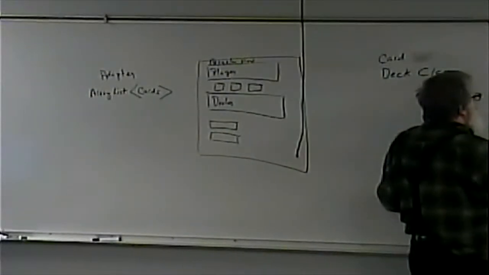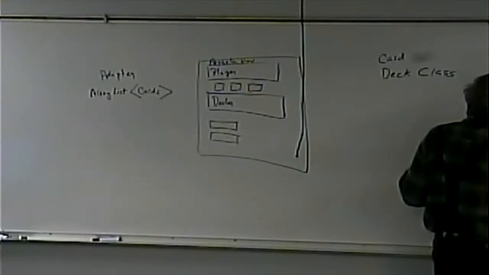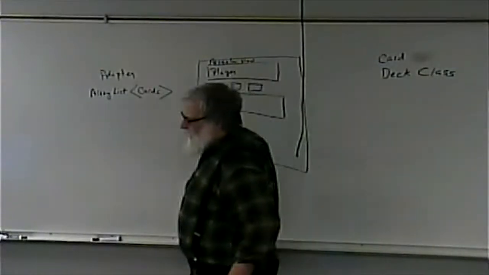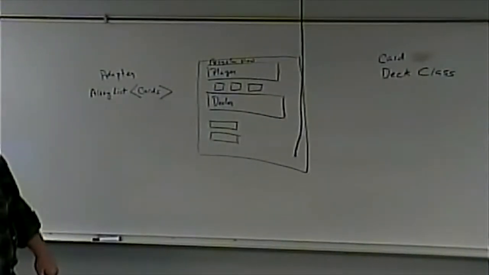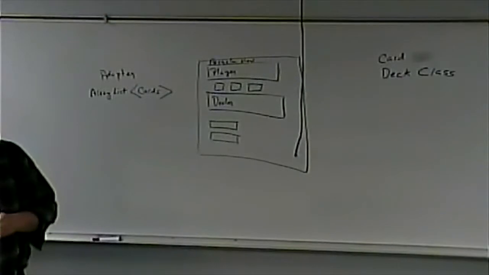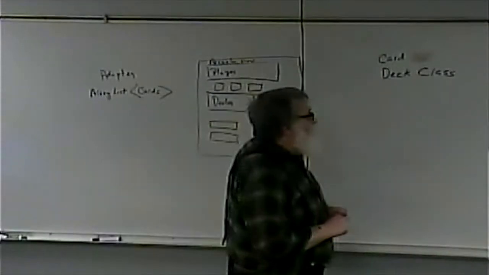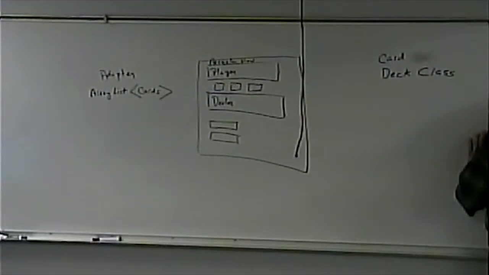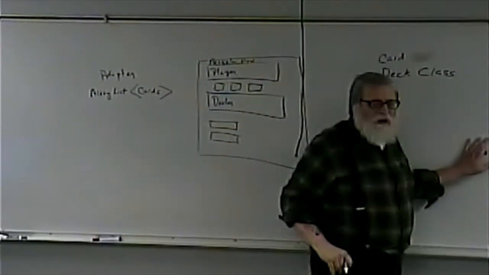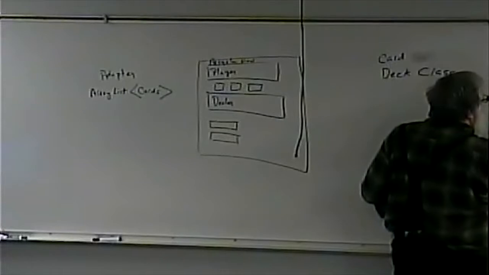Alright? We're also going to need a function to score the hand. What is that function going to take as an argument? A list of cards, an array list of cards. So it's going to accept as an argument an array list of cards. And what's it going to return? What's the return value going to be? An integer. Sounds good.